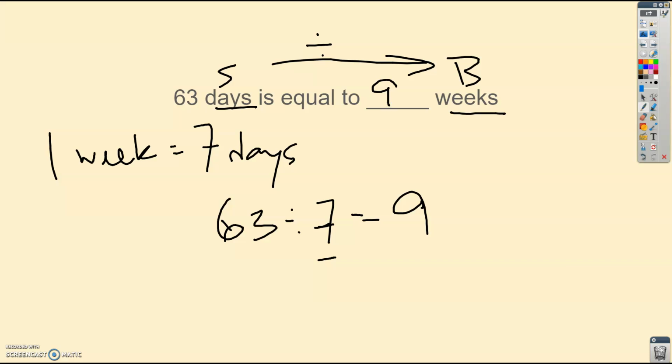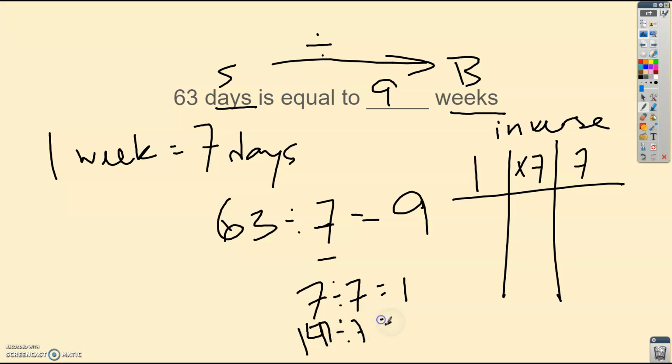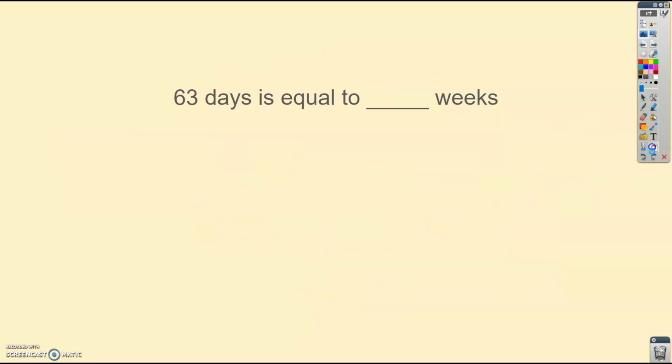So there you go. If you wanted to make a table, 1 week times 7 would be 7 days, and this would be the inverse operation of it. But if we did 7 days divided by 7 days in a week, that'd get us 1. 14 days divided by 7 days in a week would get us 2 weeks. I think this is a bit easier, so whatever way works for you is perfectly fine. Last one.